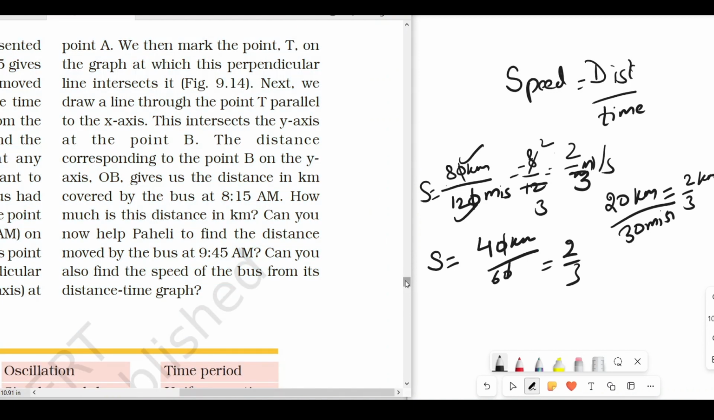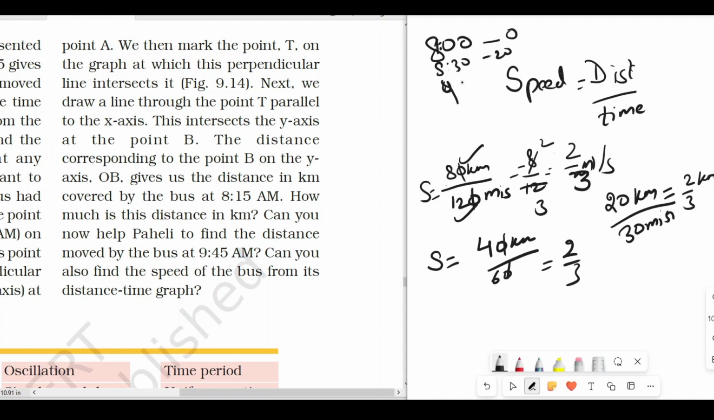Okay. You also know that at let's say 8 o'clock, it was at 0 kilometers. At 8:30, it was at 20 kilometers. At 9 o'clock, it was at 40 kilometers.